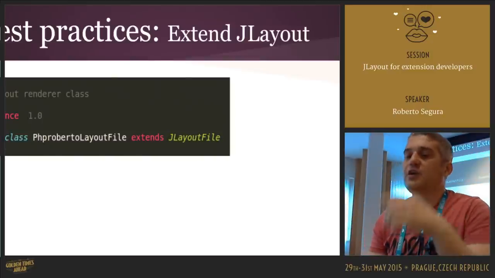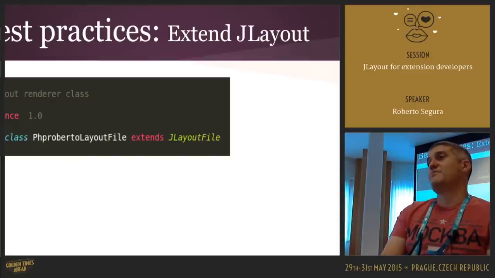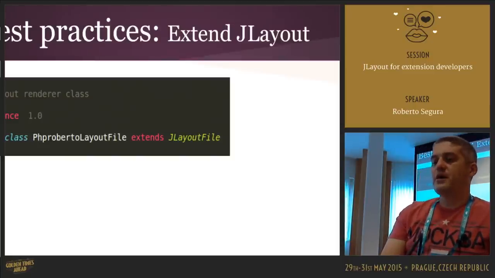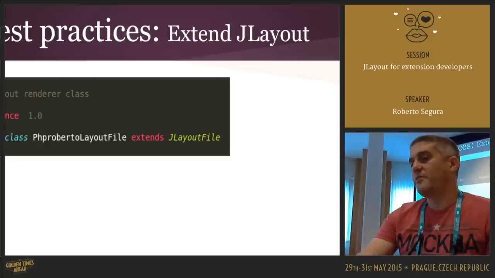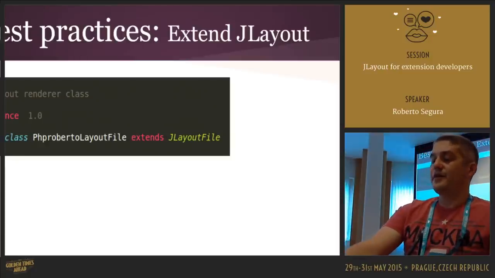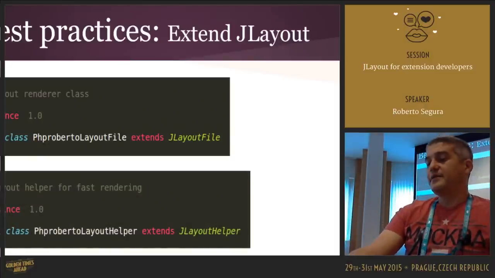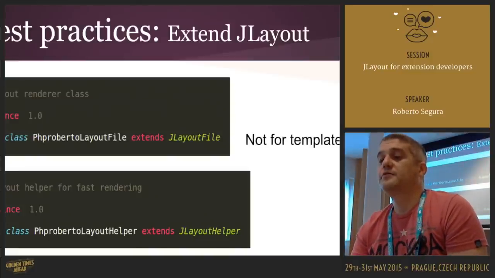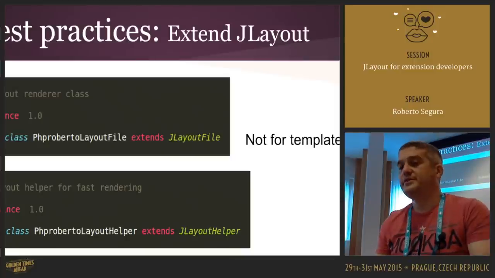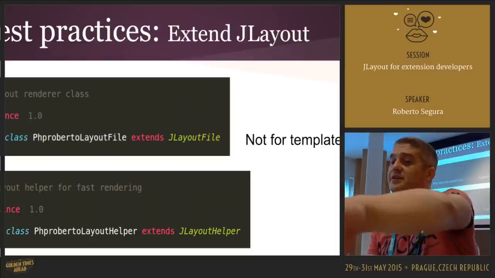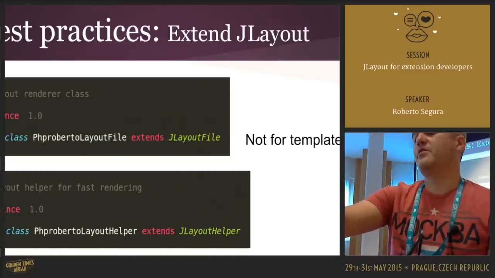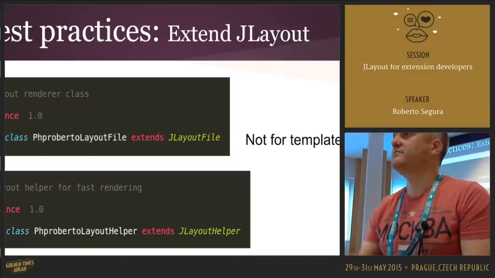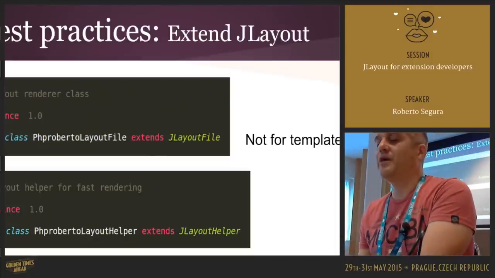Then Nicolas was talking before about how to inject my layout paths or my include paths inside the layout. What I always recommend is that you create inside your library your own layer over the layout. So we have here a PHP Roberto layout file that's just extending the layout file. And you have to do the same for the helper, because inside the helper we have a method that has to be replaced. So it's easy to extend it. You only have to extend two files and you have your own layout system. For example, I could call it PHP Roberto renderer instead of layout file. Now I'm free to use namespaces or whatever I want to do.